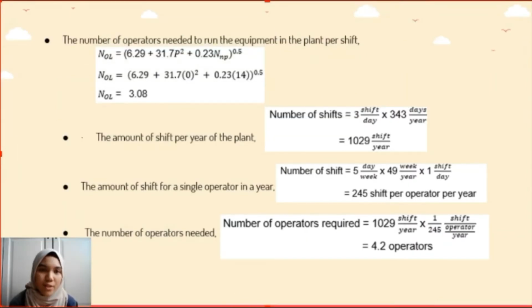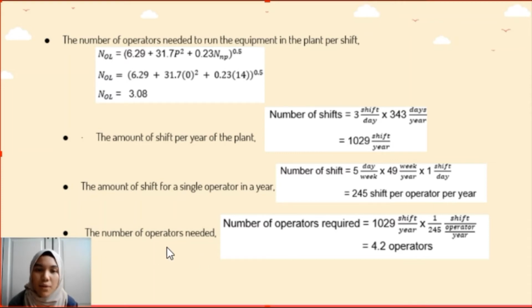We can substitute the value of NNP in this equation and we get the amount of NOL as 3.08. The number of shifts per year of the plant, we calculated, is 1,029 shifts per year. For the number of shifts for a single operator in a year, we calculated 245 shifts per operator per year.